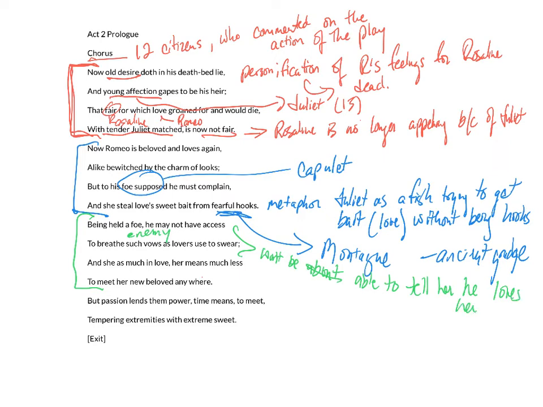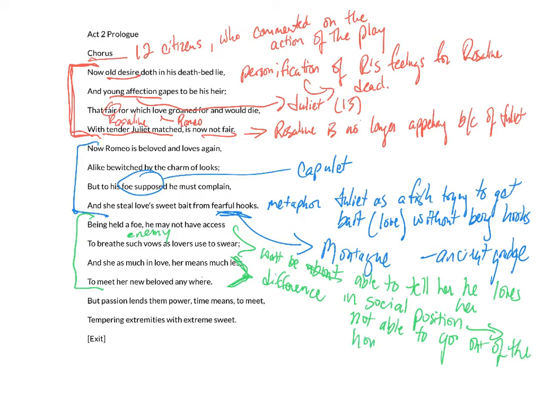Because he can't just knock on her front door and say, hey, is Juliet home? And she, as much in love, her means much less to meet her new beloved anywhere. This is where we start to get a recognition of the difference between men and women in this play in terms of their social position. She's as much in love as Romeo, but her means are less. She's less able to meet her new beloved anywhere because she's a young teenage girl. And basically what we're finding out here is that she's not able to go out of the house unescorted.